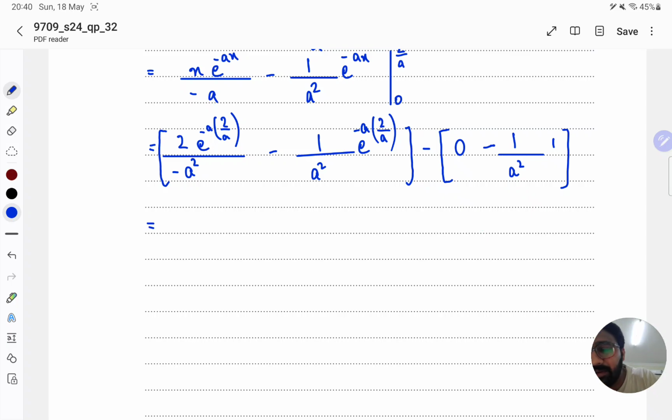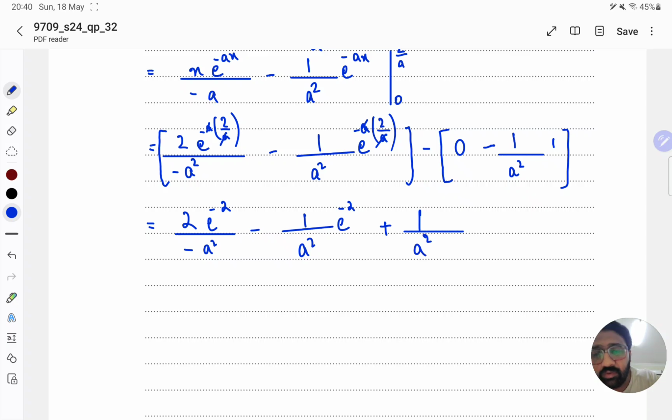So if I simplify it further, this cuts. I'll be left over with 2 e raised to the power of minus 2 divided by minus a square minus 1 over a square e raised to the power of minus 2. So ultimately, if you look over here with this one, it is going to change into a plus. So plus 1 over a square.